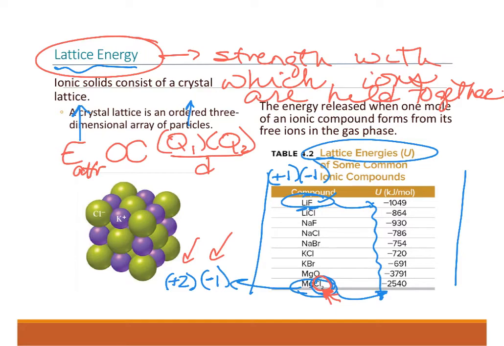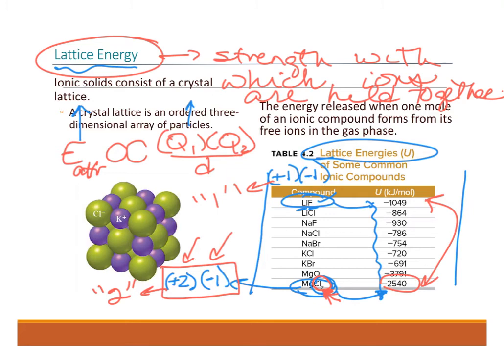Now you can simply see that when you multiply 2 times 1, you get 2 as your overall charge. When you multiply 1 times 1, you get 1 as your overall charge. So look at that. It about doubles the lattice energy, magnesium chloride versus lithium fluoride.